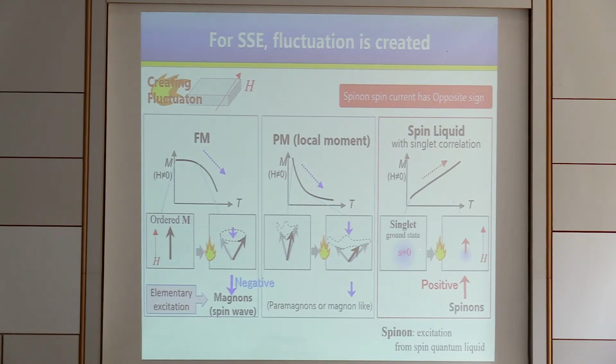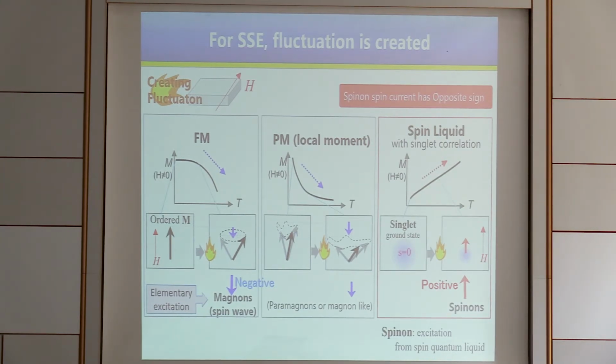from the singlet correlated state. So when fluctuation is put into the state, this fluctuation should suppress the singlet correlation. As a result, finite magnetization along the magnetic field should appear. So what the fluctuation has is positive spin polarization. This positive spin polarization is carried by spinons. Okay? So the spinon has positive spin polarization, and the temperature dependence of the magnetization has a positive slope.